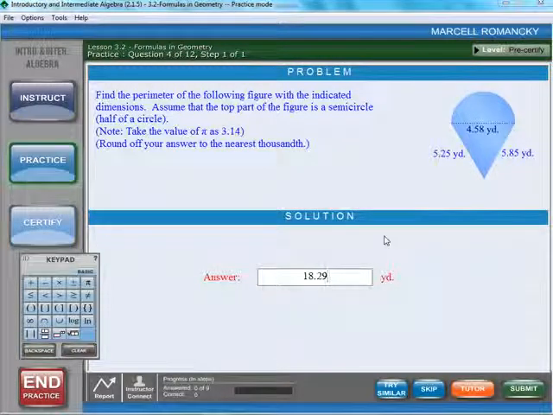We got 0.5 times 3.14 times 4.58. That gave me 7.19. Okay, 5.25 plus 5.85 equals 11.1. That perimeter. Did I write something down wrong? No. Plus 7.19.